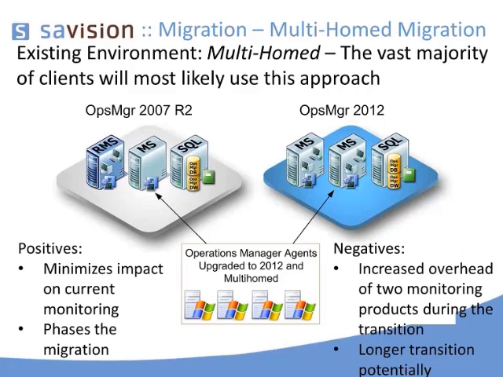From a negatives perspective, there is some increased overhead because you're monitoring with both different systems, and it's potentially going to have a longer transition time, because what you're doing is bringing up a whole brand new monitoring environment. So most of the people who do this will choose groups of servers to migrate over at a time and say, now this group of servers has been multi-homed, we've replicated the monitoring functionality that we want, we go ahead and move it over into the new environment.